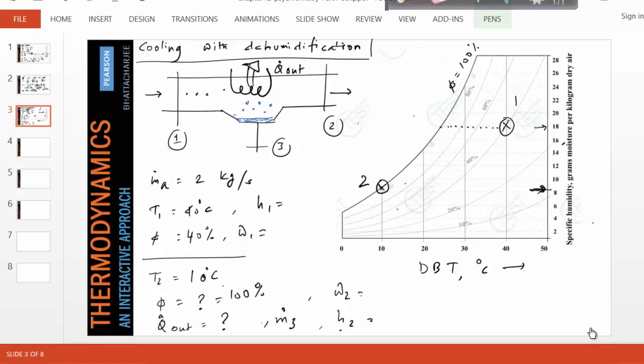So omega 1 we wrote down is about 19 gram per kg of dry air. That was the unit, gram of H2O. And enthalpy at 1 was about 90. Let me not write the units to save time. And about 9, I'll say 9, and H2 was found to be 30.